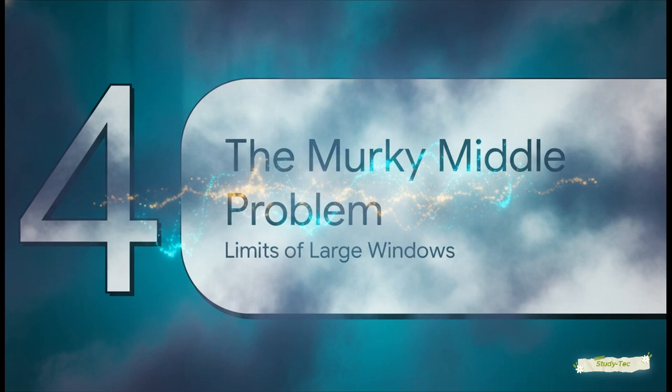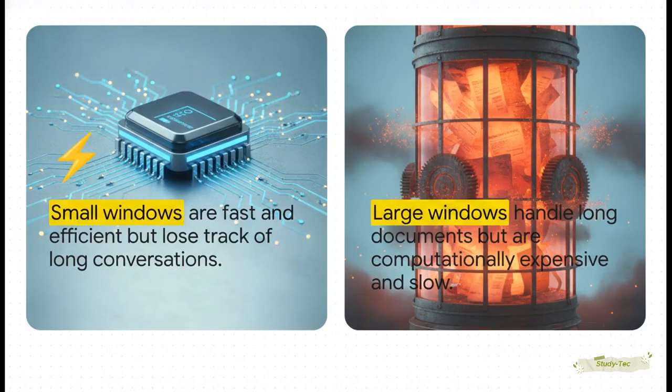Section 4. The murky middle problem. Limits of large windows. Before you go dumping entire libraries into your chat window, there's a bit of a catch. A massive context window isn't some magical silver bullet. It's a huge trade-off. While small context windows are lightning fast, super efficient, and cheap to run, yeah, they lose track of long interactions. But on the flip side, large context windows can handle epic documents, but they are incredibly computationally expensive. Just doubling your token count can actually quadruple the computational demand, which causes a massive spike in cost, energy, and wait time.